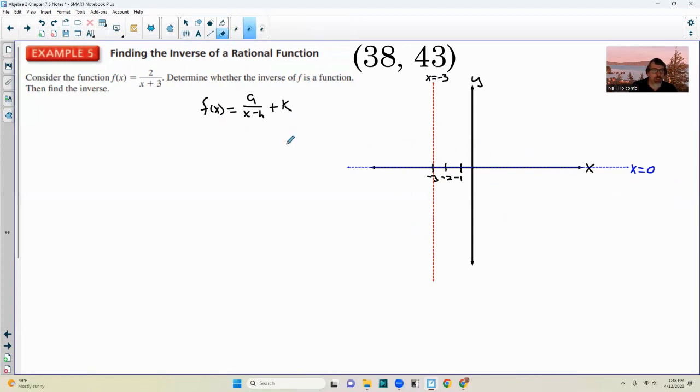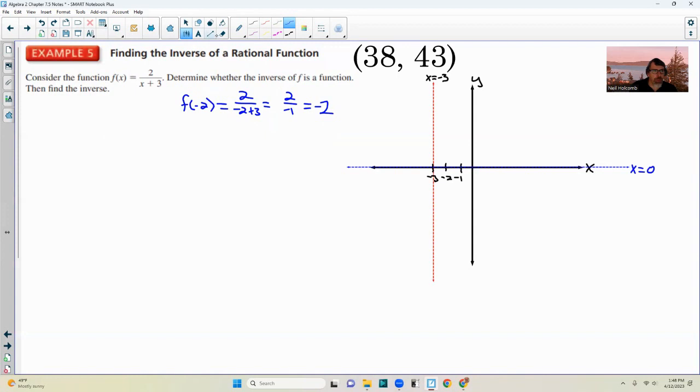Now I just need to choose a point on either side. So let's pick -2. So f of -2 equals 2 over -2 plus 3, and that's going to equal 2 over 1, which is 2. Is that right?